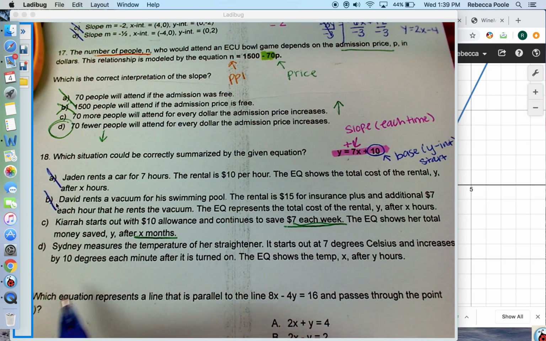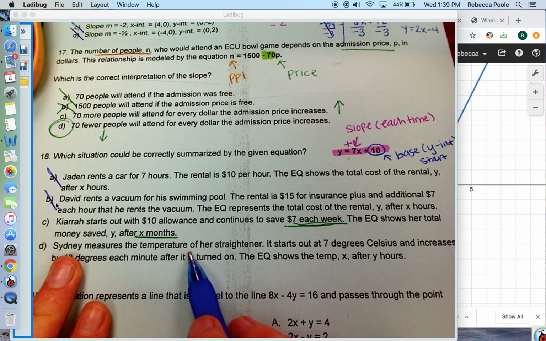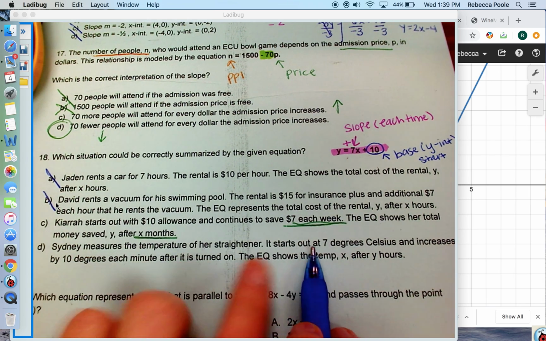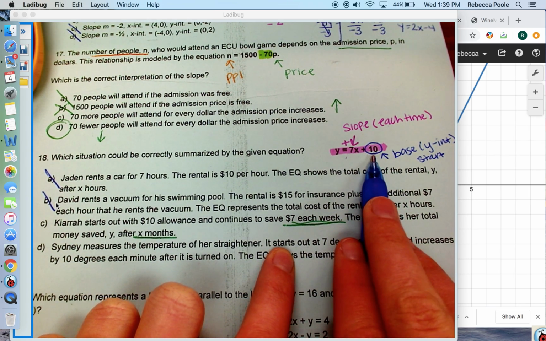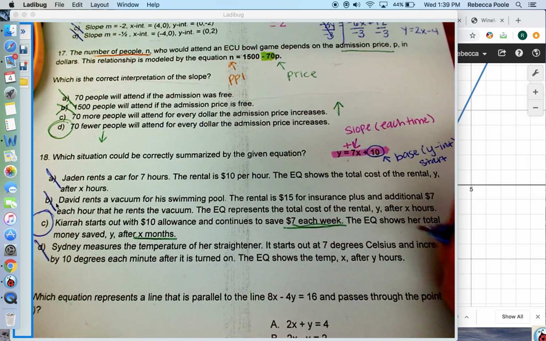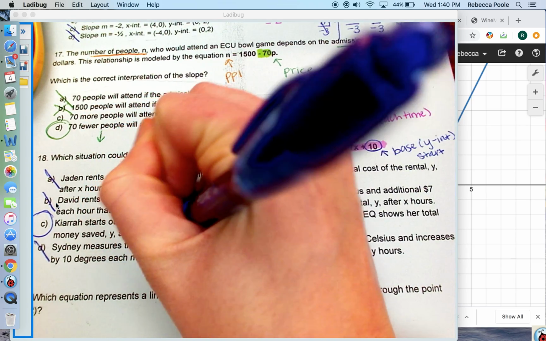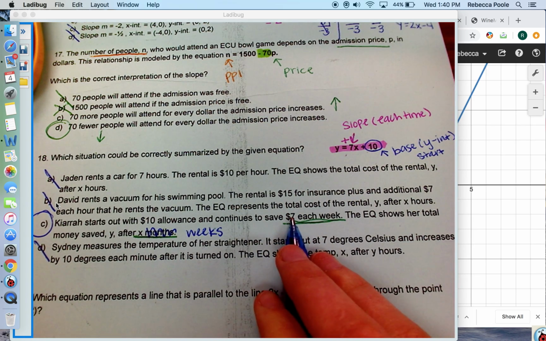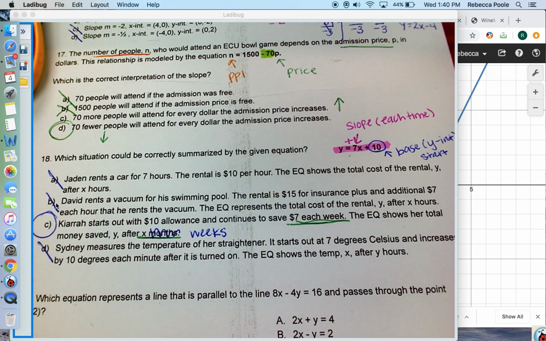Let's skip to D real quick. Sydney measures the temperature of her straightener. It starts out at 7. Okay, so they're saying the start is 7. Is 7 the start for this equation? No, the start is 10. So actually it should be C. We made a typo. X should be in weeks because this says $7 each week.